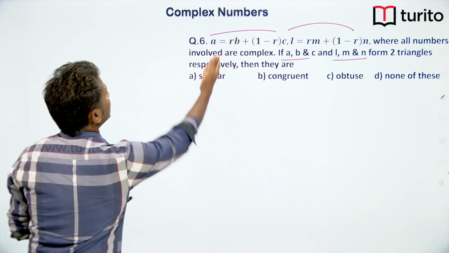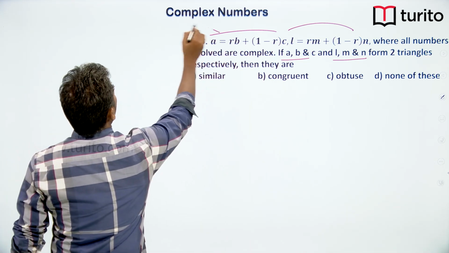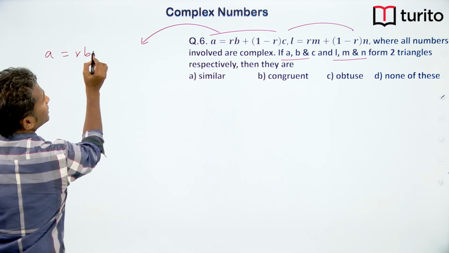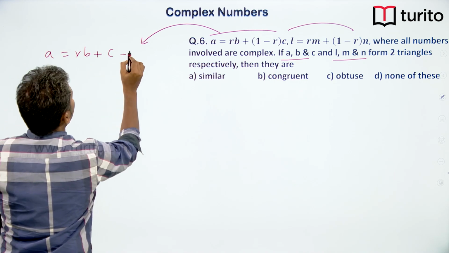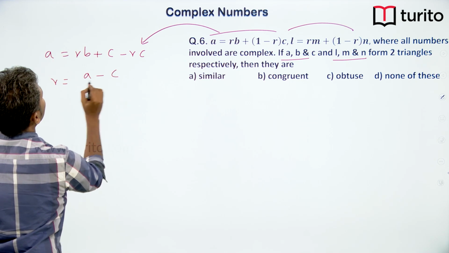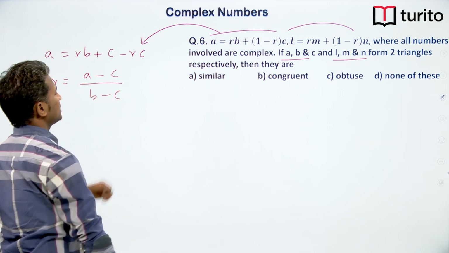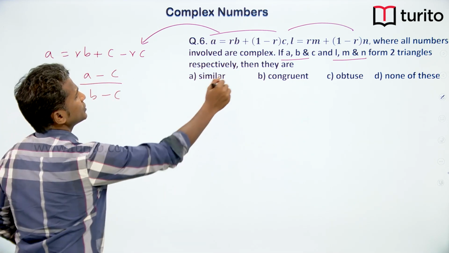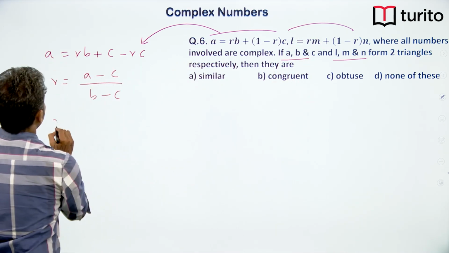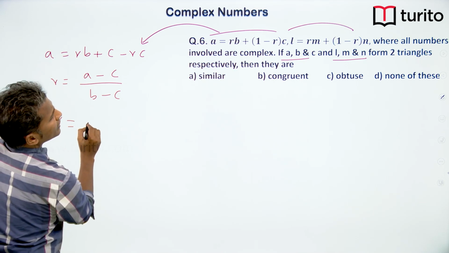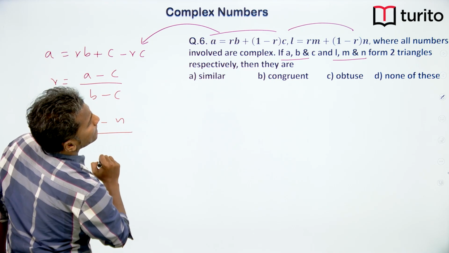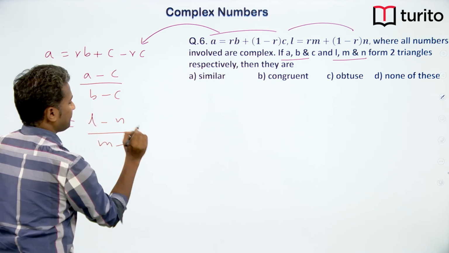Okay. So from first condition, if I solve for R from here, I get something like A equal to RB plus C minus RC. So R equal to, I get something like (A minus C) by (B minus C). That is just simplification. And also from the second, if I solve for R, I will get R equal to (L minus N) divided by (M minus N).